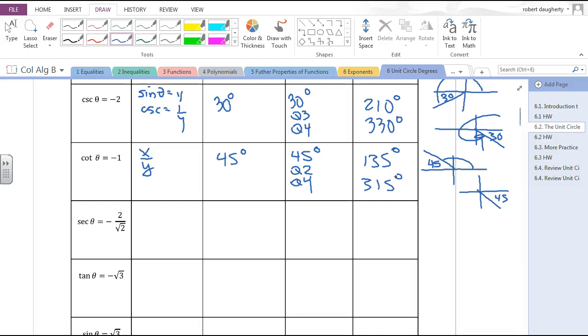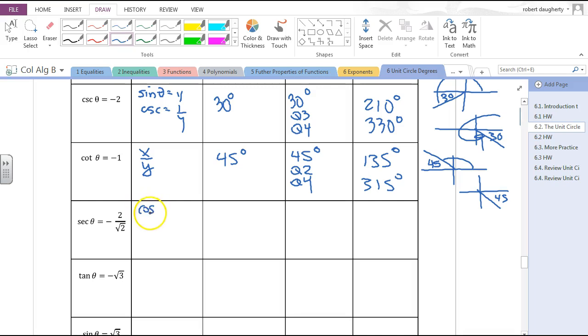This one needs to change. That's not possible. Let's change it to cosine. Okay, cosine, negative root, oh, excuse me. Oh, it is possible. I see what I did. Sorry about that. Back up. Let's do this one. Okay, secant is the reciprocal of what? Cosine, right? Okay, what's the value?